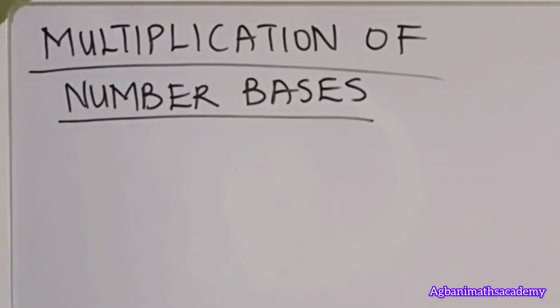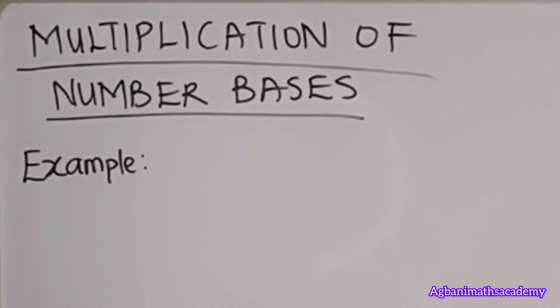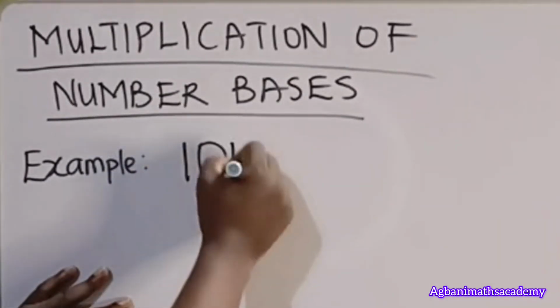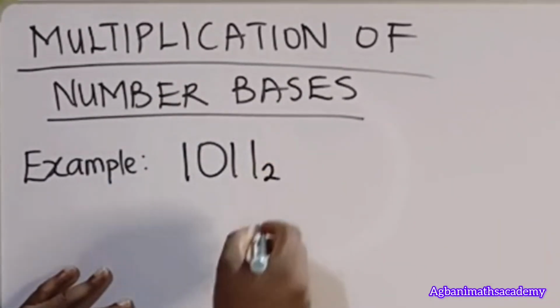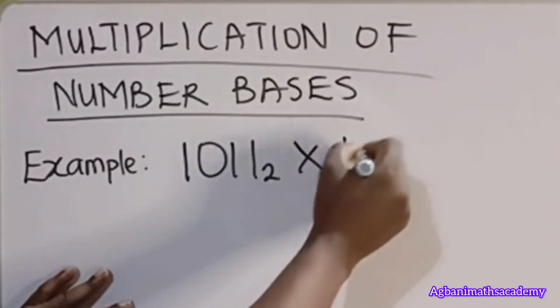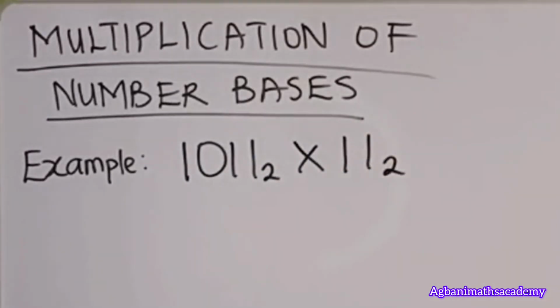So we're going to start with a simple example. Multiplication of number bases is very easy if you're careful enough to follow the process. Multiplying values in base 2 is really easy. 1 0 1 1 base 2 multiplied by 1 1 base 2.